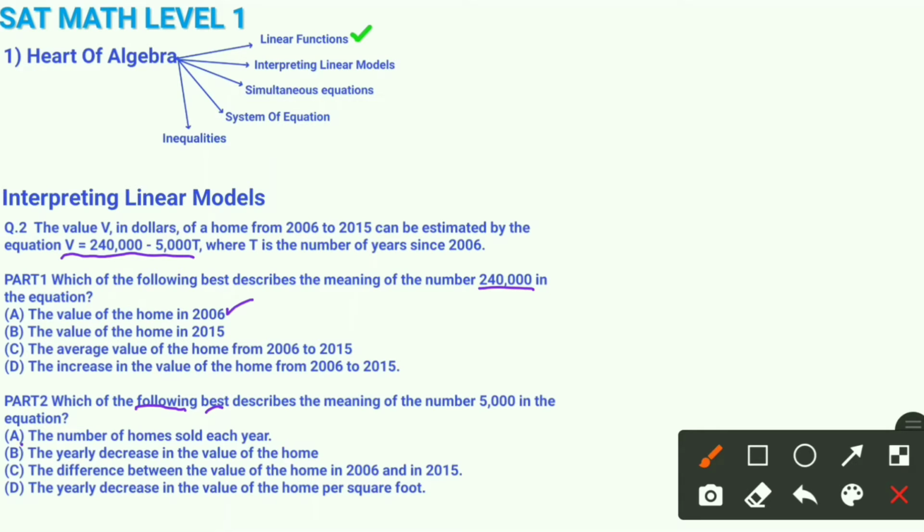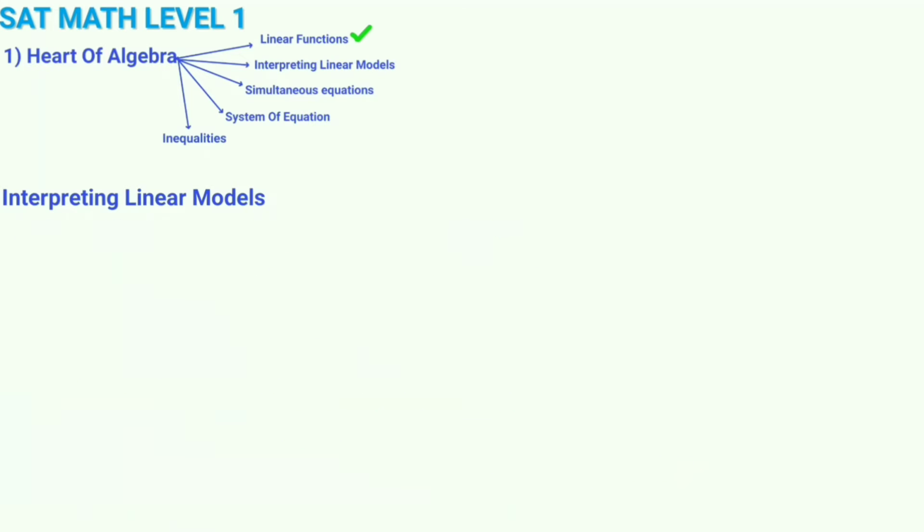I think it is part B because it is decreasing every year. The price always decreases every year. Okay, so 240,000 is the original value of the home in 2006, and then as each year passes, 5,000 will be deducted. So the answer is A in part 1 and B in part 2. Okay, interpreting linear models topic is done.